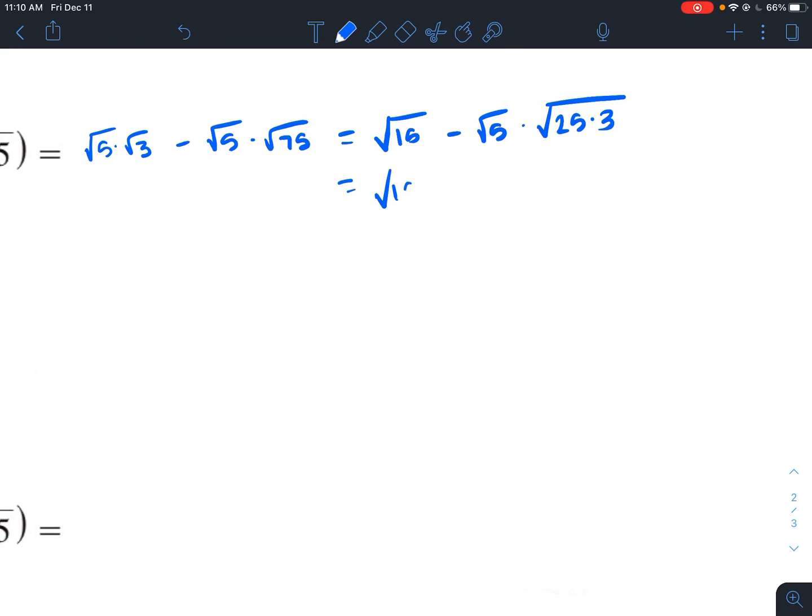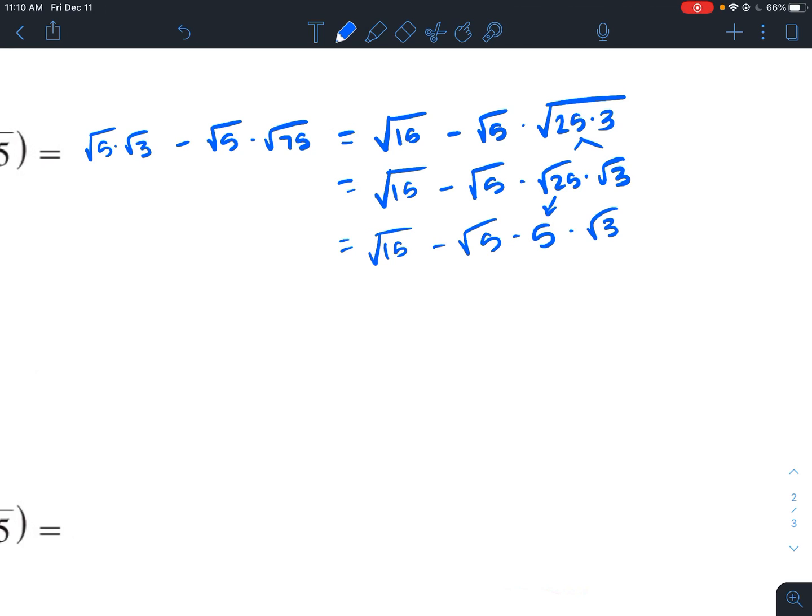So I have the square root of 15 minus the square root of 5, and now I have times the square root of 25 times the square root of 3. So this is the product property. So I have the square root of 15 minus the square root of 5 times 5, because square root of 25 is 5, times the square root of 3.